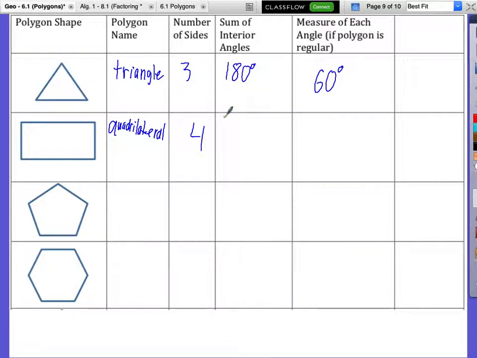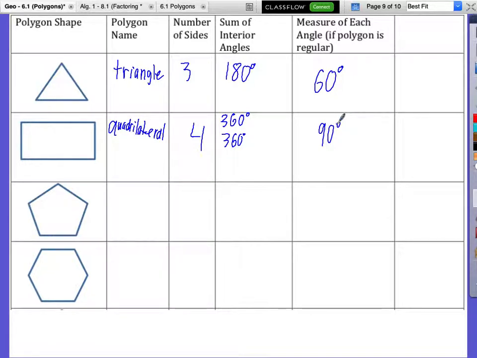Tyler, what did you get? 2700. You got it. 90 times 4, which is 360. So, are they in agreement with each other? Yeah. So what would be the measure of each interior angle if the polygon's regular? How can you find that? 360 divided by 4.